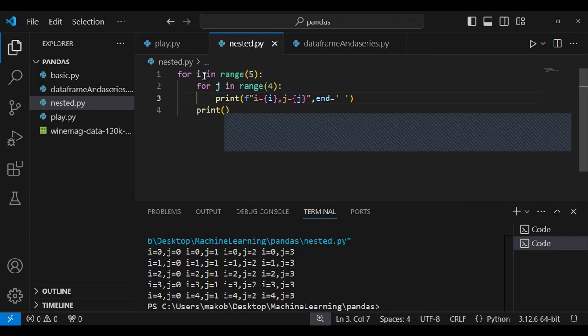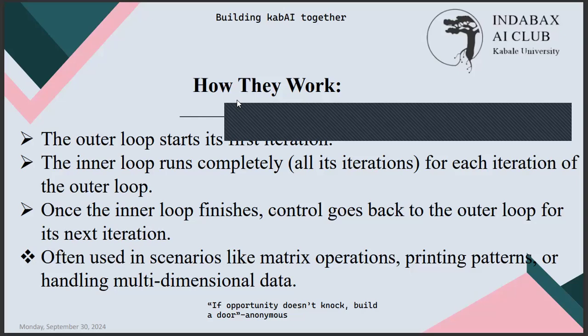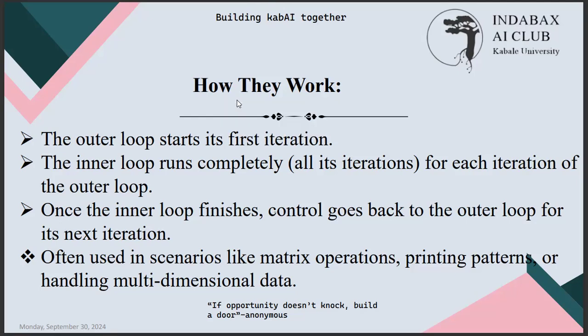I hope I'm not confusing you here. I hope you're getting this. Okay. So that is how nested loops work. Once the inner loop finishes, the control goes back to the outer loop for its next iteration.